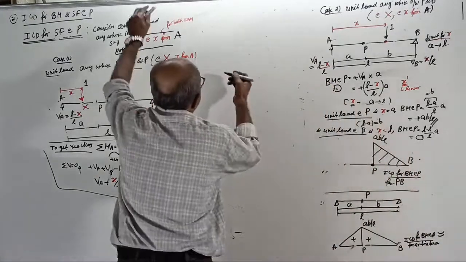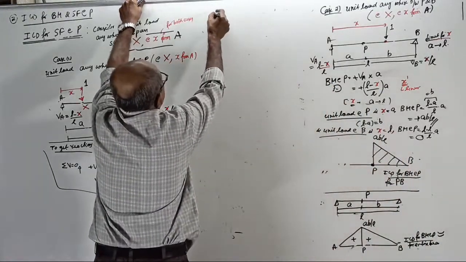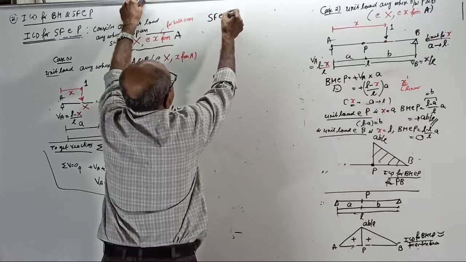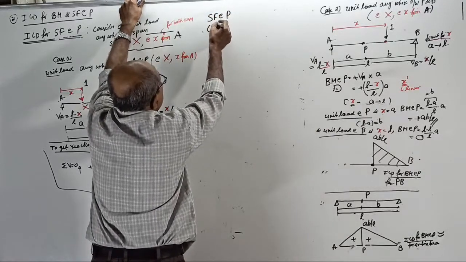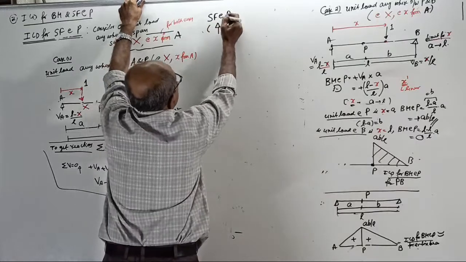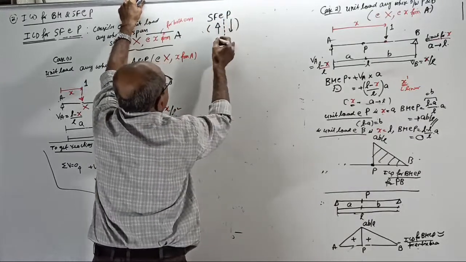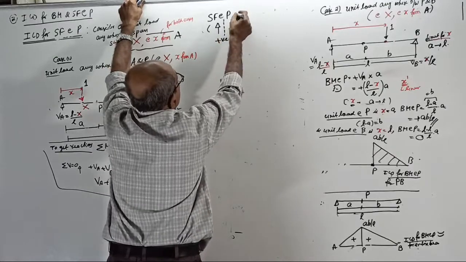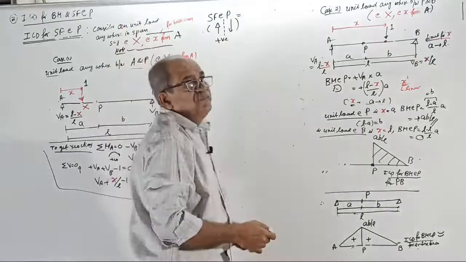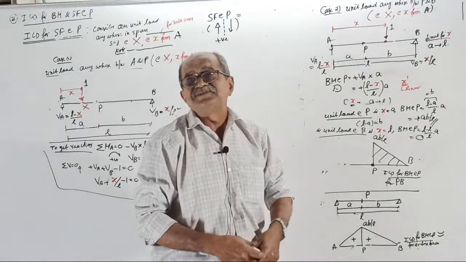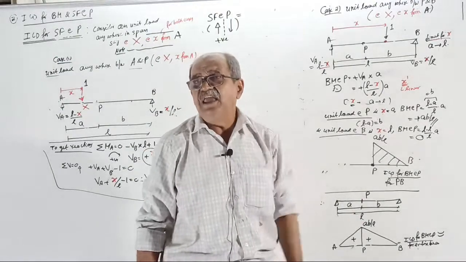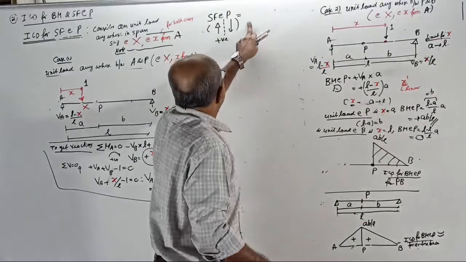Now, calculate shear force at P. Remember, sign convention for shear force is left up positive, right down positive. If it is not clear, you go back to my class of SFD BMD. 100 classes are there. Go through it, study and come back. I cannot waste time on shear force.